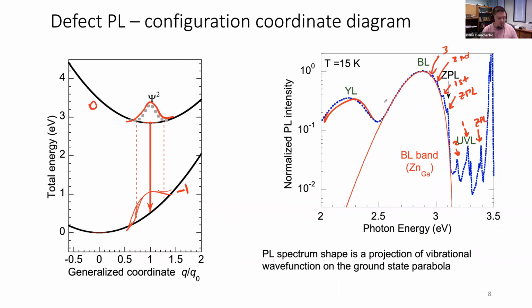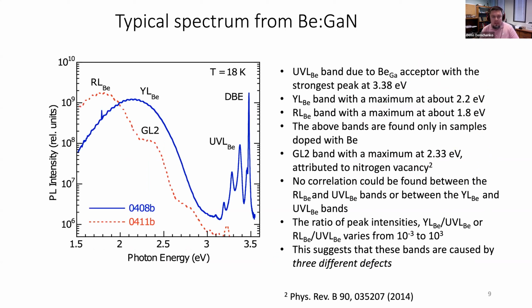Now that we have all this introduction, let's look at what happens if we dope gallium nitride with beryllium. What kind of PL spectra we get? We get the following picture. So here, at the highest energy, the band gap of gallium nitride is 3.5 electron volts. So this is where the band gap is. Slightly below is what's called a donor bound exciton.